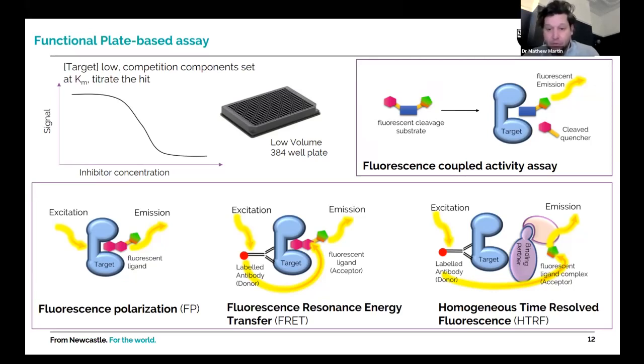You could measure through changes of rotational speed of the fluorescent ligand once it's bound to the target, or you could use a FRET, which utilizes the energy transfer between the donor and the acceptor molecules that are in close proximity. Or you could use a technique that we favor in the DDU, which is H2F, which combines the standard FRET technology with the time-resolved measurements of fluorescence, which sort of eliminate the short-lived background fluorescence, which can help with some compounds that do fluoresce at the higher concentrations you're working with in fragment discovery.